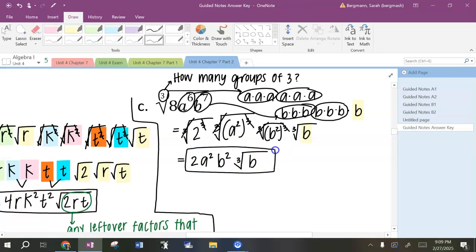If we are looking at it like the last problem, it's saying, okay, how many groups of 3 can you make out of 6? You can make 2 groups of 3. There's no a's left over. How many groups of 3 can you make out of 7? You can make 2 groups with 1 b left over.